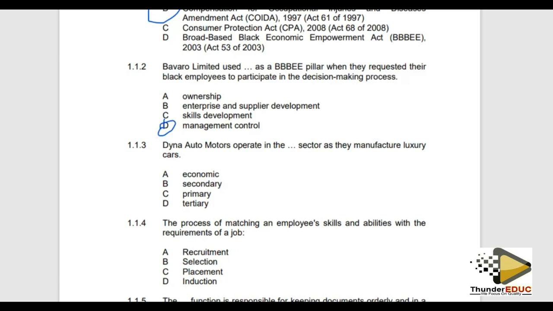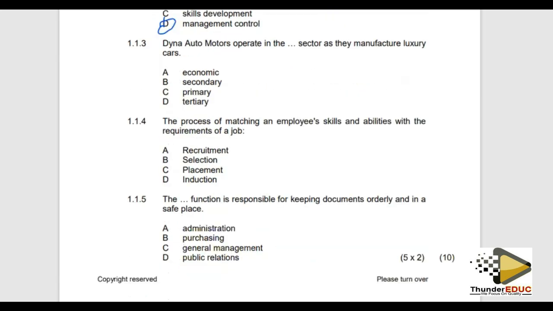So now, moving on to the next question, 1.1.3. Dyna Automotors operates in the dash sector as they manufacture luxury cars. The options that we have are A, economic, B, secondary, C, primary, and D, tertiary. Under business studies and economics, the moment we mention the word economy, it means that a price has to be paid. And then we have B, secondary. Secondary is a sector where processing of goods and services normally takes place.